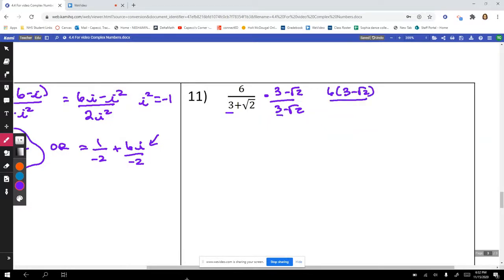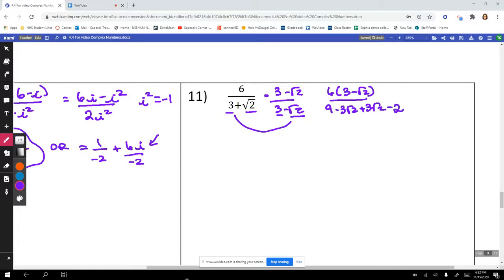Now I'm going to use FOIL. 3 times 3 gives me 9. Outside gives me minus 3 root 2. Inside gives me plus 3 root 2. And then last gives me root 2 times root 2 with a negative in front. So it's minus 2.